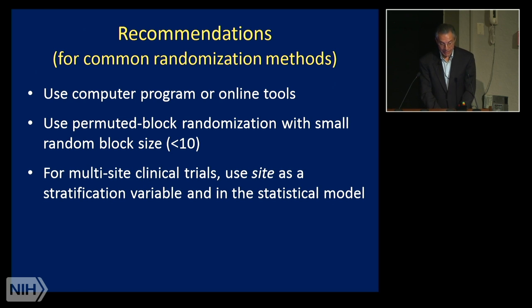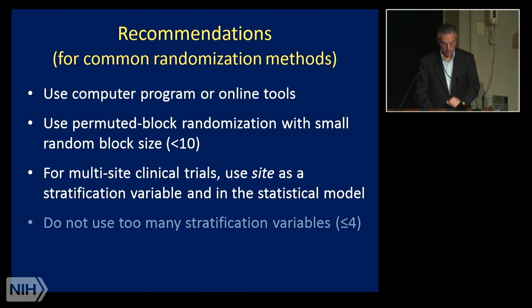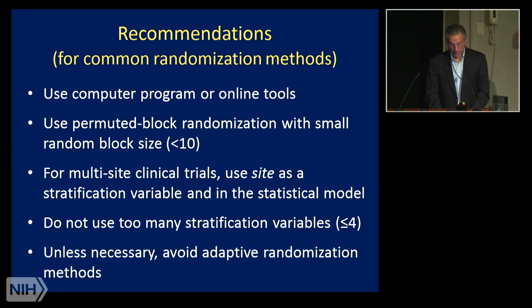For multi-site clinical trials, use site as a stratification variable and in the statistical model. So if you have a multi-site trial, we randomize by site. So site is a stratification variable. And we put site in the statistical model. Do not use too many stratification variables because the number of cells is going to increase very quickly. And unless necessary, avoid adaptive randomization methods.